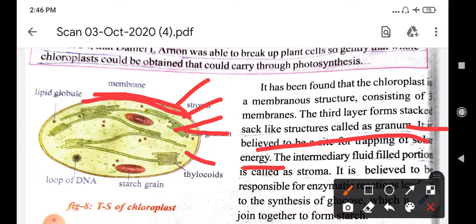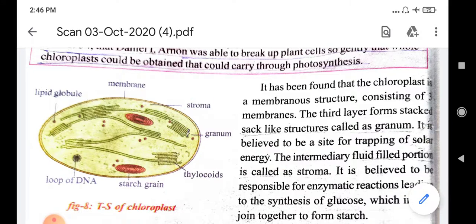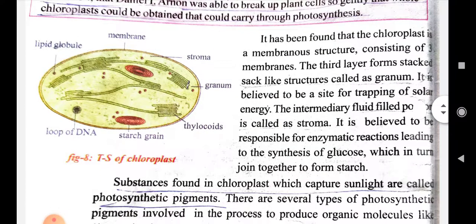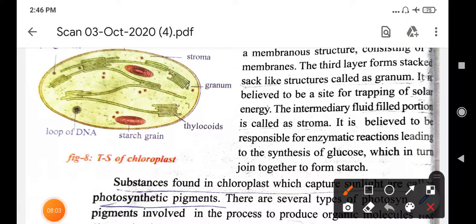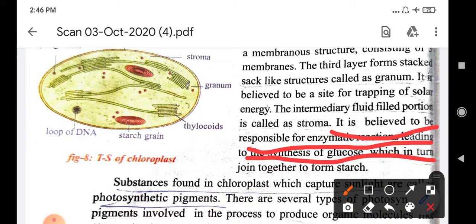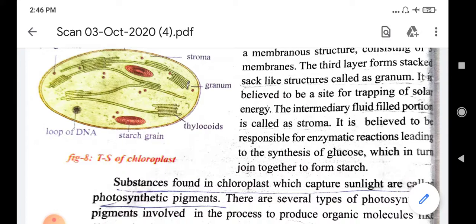Next, here you can see the stroma is present. The stroma is helpful in the enzymatic reactions that are taking place. You can read in the sentence, it is believed to be responsible for the enzymatic reactions leading to the synthesis of glucose, which in turn joins to form starch. So here the stroma is helpful in undergoing some enzymatic reactions during the process of photosynthesis.